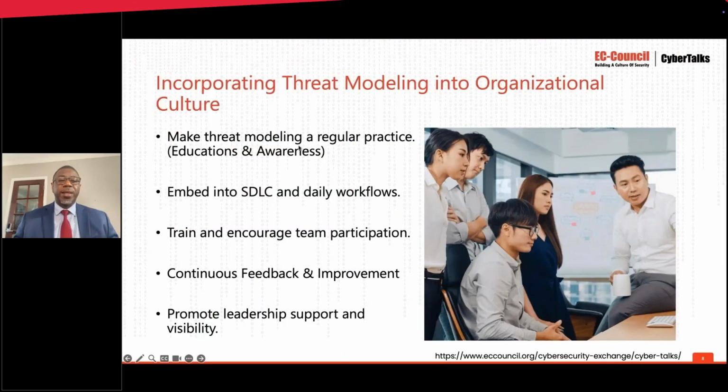Now, let's look at ways that we can incorporate threat modeling into the organization, because we may say that threat modeling is not something that we need within our organization. You have to make threat modeling a regular practice. You have to educate. You can use this and talk about this inside security awareness programs. I know I have used it many times inside security awareness programs that consistently train the users to be able to assist me with regards to threat modeling and what they are seeing.